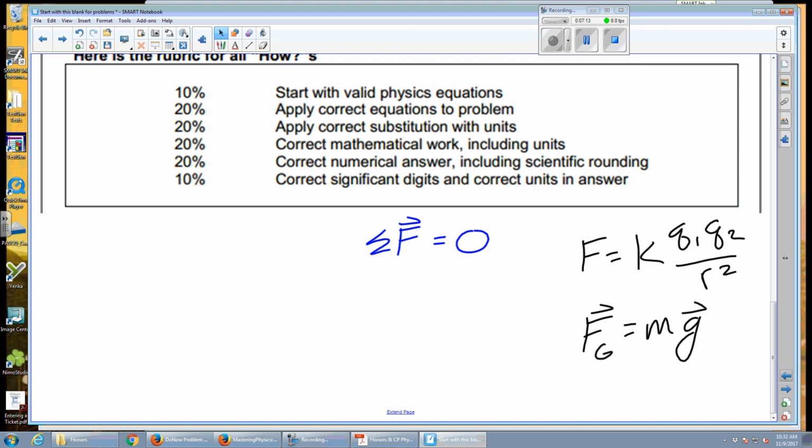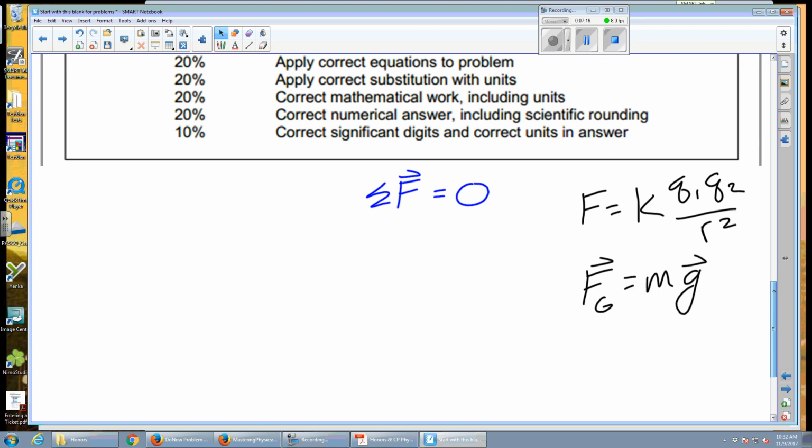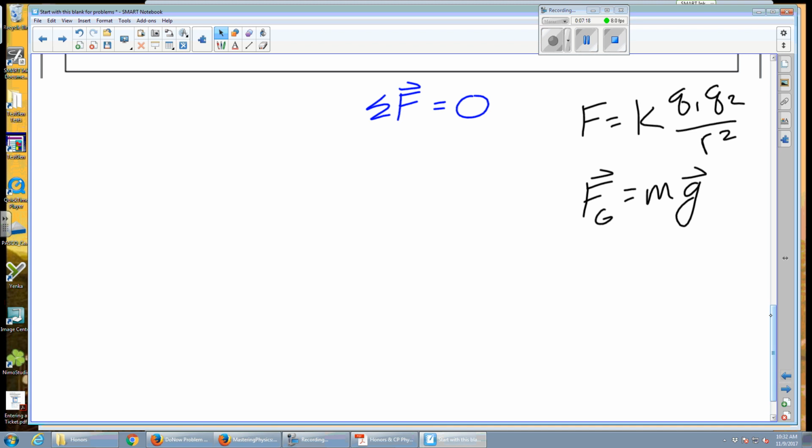All right, so let's see. How many forces did we have on the electron? Two. We had one upwards and one downward. Which one was going up? Oh, that was the electrostatic force, right?